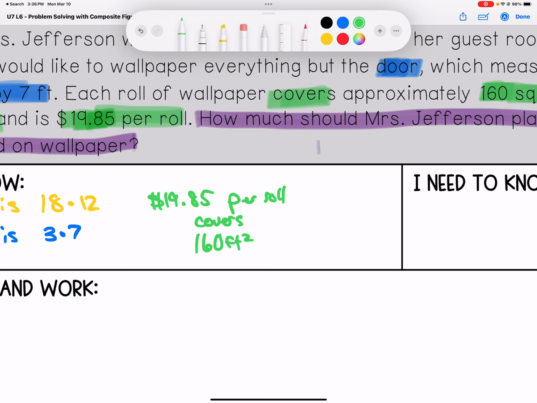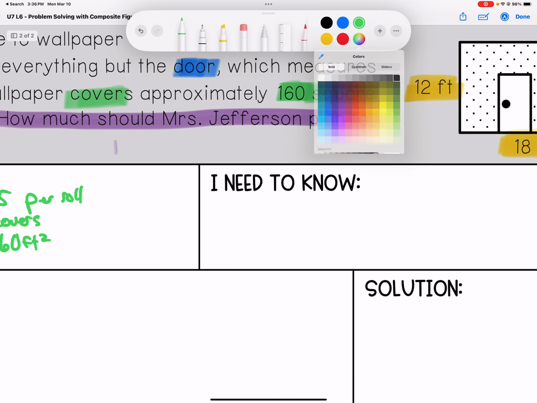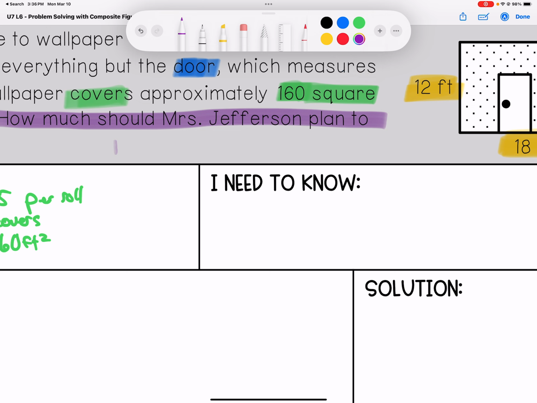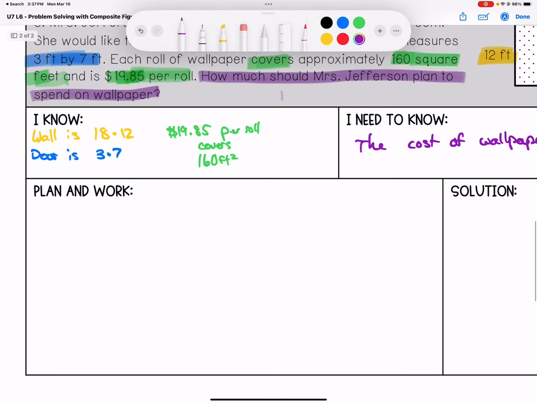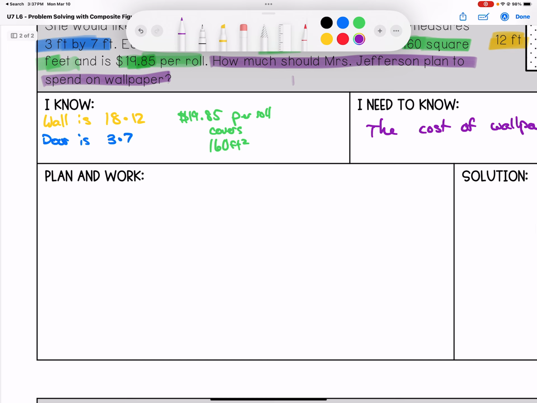Okay. What do I need to know? Let's sum up what she wants to know: cost of wallpaper. All right, plan and work. So let's first off figure out the wall.